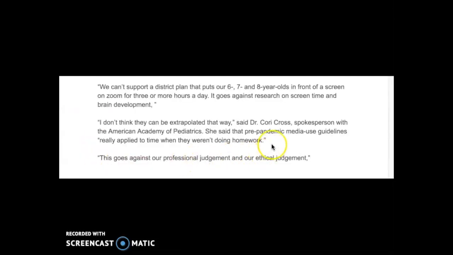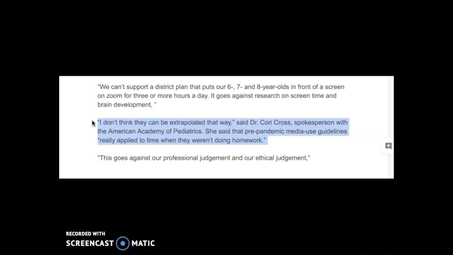Here are our 3 quotes, and the correct answer is, I don't think they can be extrapolated that way. Dr. Cory Cross, spokesperson for the American Academy of Pediatrics, she said that pre-pandemic use guidelines really applied to time when we weren't doing homework. And so that's the crux of the issue, is that those pre-pandemic time, you can't apply it to distance learning.